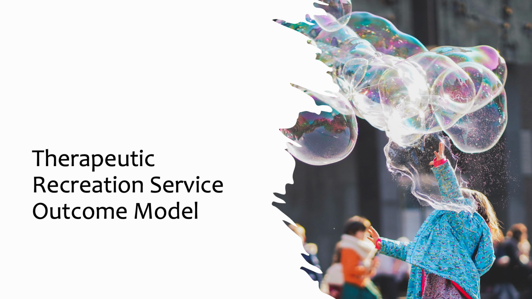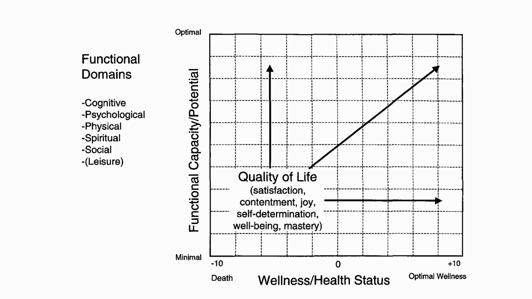So the last model we're going to talk about is the Therapeutic Recreation Service Outcome Model. Here, much like the other ones, we can see that there are different functional domains: the cognitive, psychological, physical, spiritual, social, and then leisure. And we can see our functional capacity and independence, and our wellness and health status on the x-axis, and we're going to see how that goes over time.